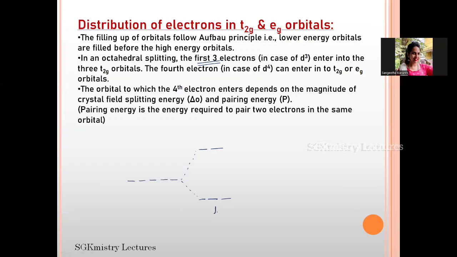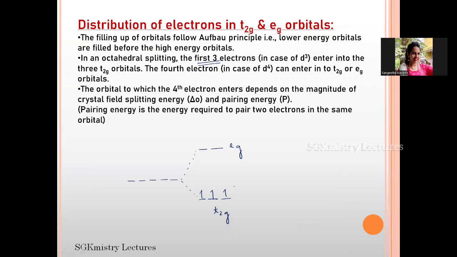So this is t2g and this is eg, right? So now what happens? Let us talk about when 1 electron is present, then it will come here. When there are 2 electrons, another electron will come here. When there are 3 electrons, of course, it will first fill the lower orbitals, because all these orbitals in the t2g set have the same energy and they have the lower energy.